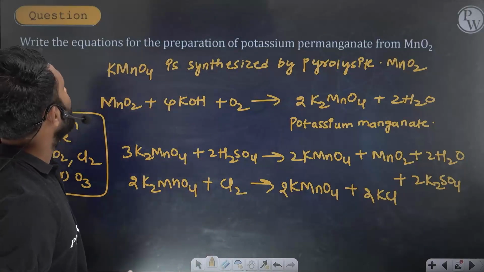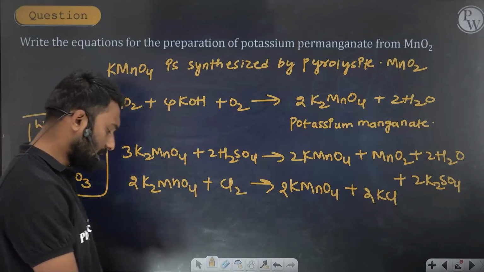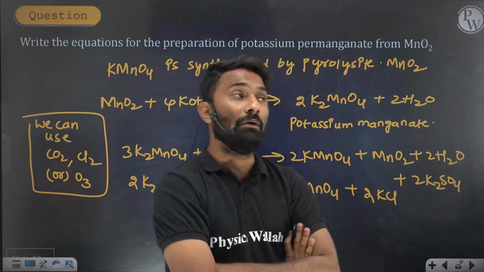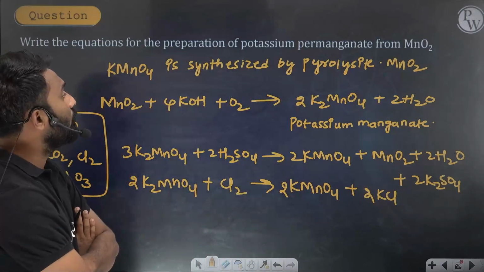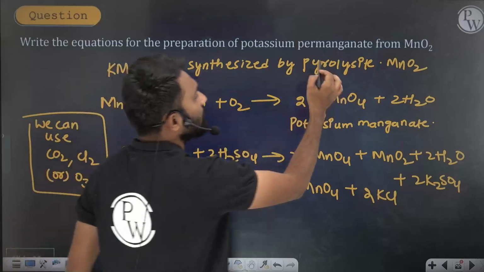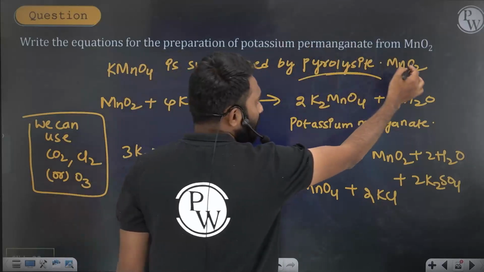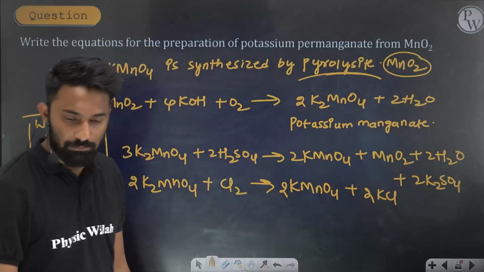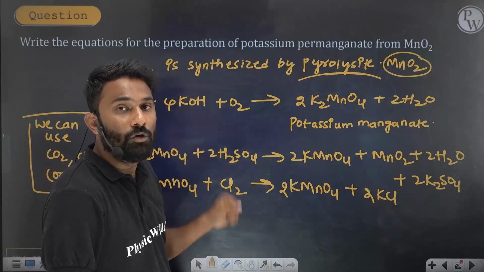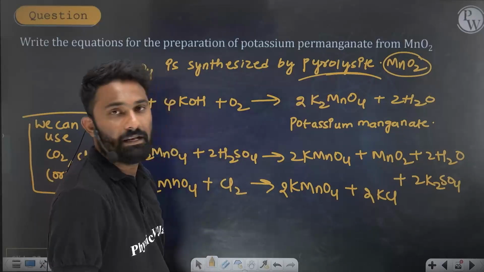Next, write the equation for the preparation of potassium permanganate from MnO2. How can we prepare potassium permanganate? Here KMnO4 is synthesized from pyrolusite, whose cheap ingredient is MnO2. This pyrolusite is fused with a base in the presence of oxygen, and it gives potassium manganate.